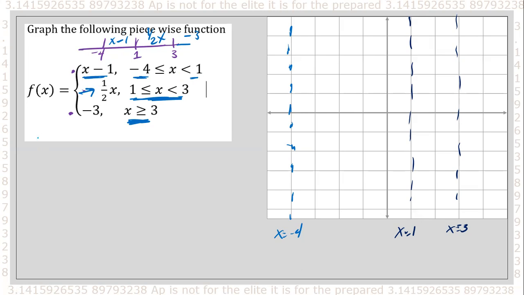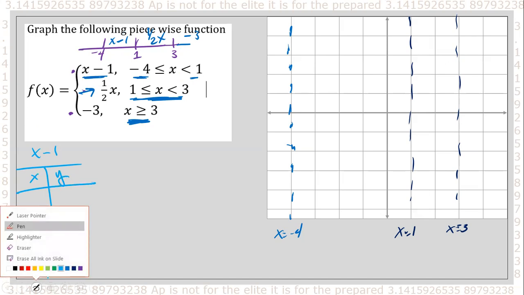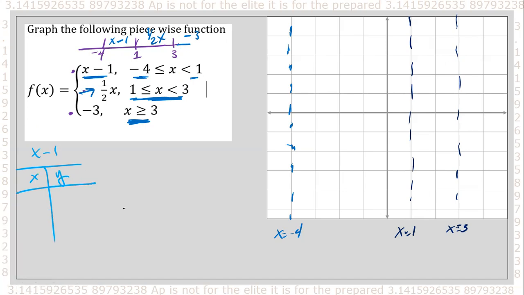So let's go ahead and graph these. I like to make little tables. So I'm going to make a table for x minus 1, and I'm going to make a little xy table just to help me put some points on here. And I'm going to make another table for my other function, which is 1/2 x, and I make my x, y table. I'm not going to make one for -3 because hopefully you can see that no matter what you pick for x, it's going to be a -3.